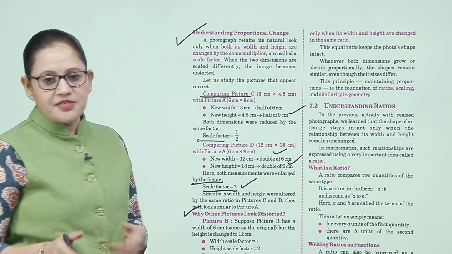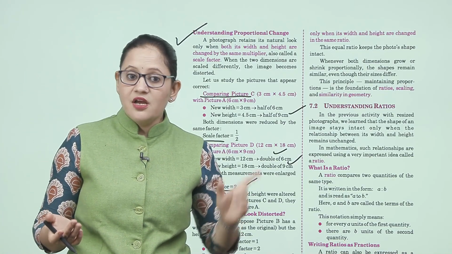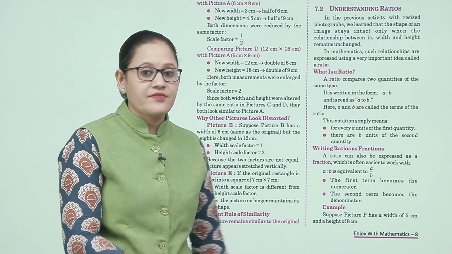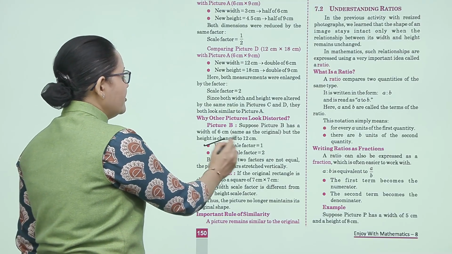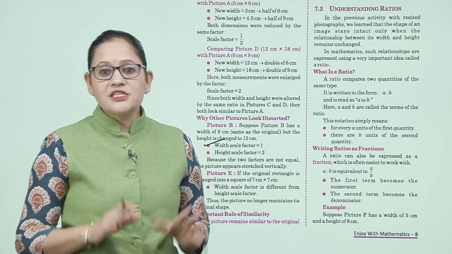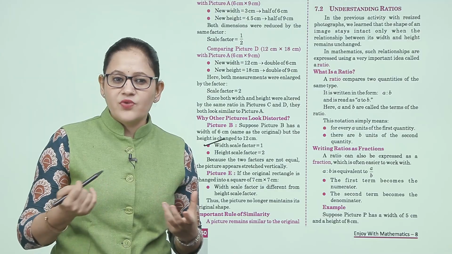Now take picture B. Suppose picture B has the width of 6 centimeters, same as the original, but the height is changed to 12 centimeters. The width scale factor is 1 and the height scale factor is 2. Because the two factors are not equal, the picture appears stretched vertically.